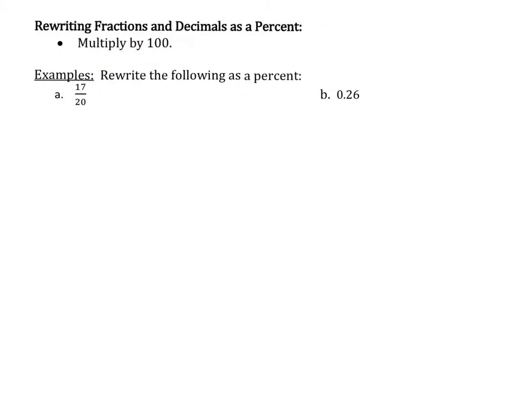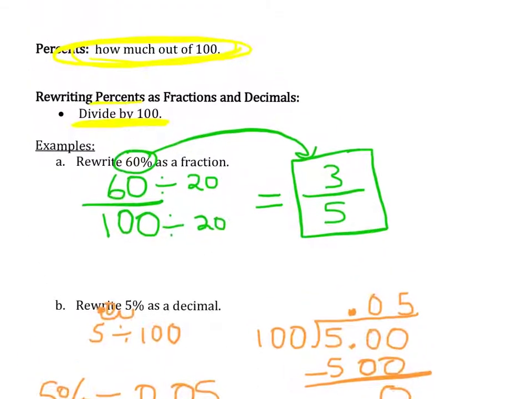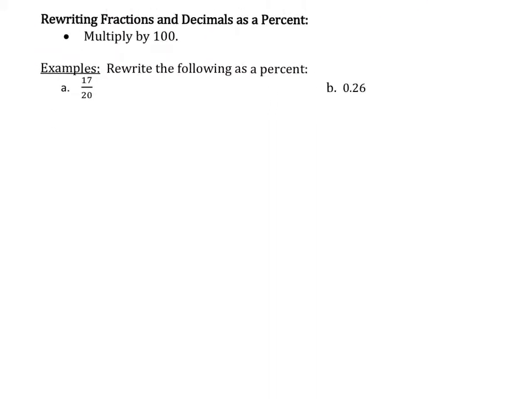Now what we want to do is go the other way around. We want to be able to rewrite fractions and decimals as percents. Since we're going the other way around, and before, going from a percent to a decimal, we divided by 100, in order to go from fractions and decimals to percents, we have to multiply by 100. Let's look at some examples.